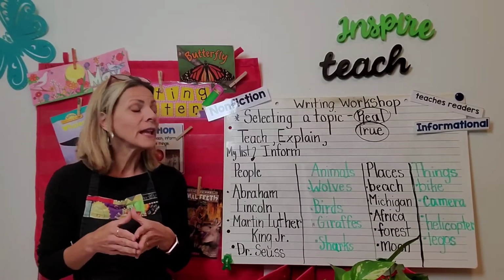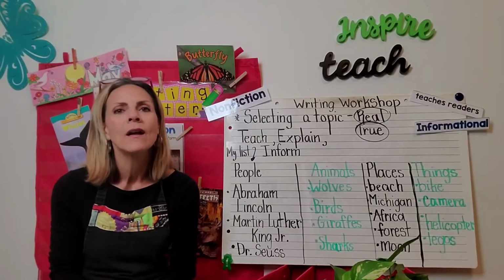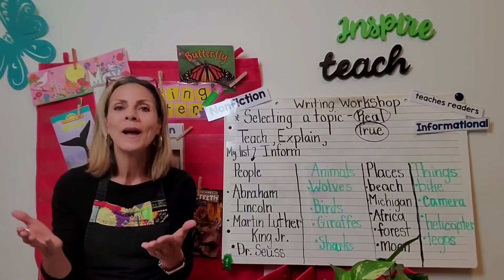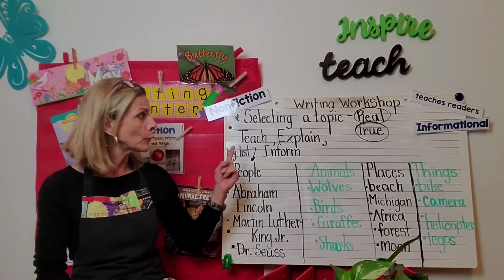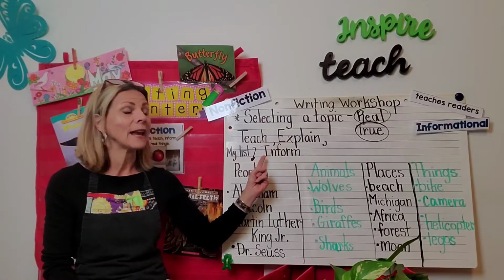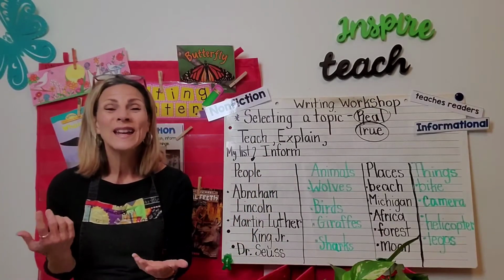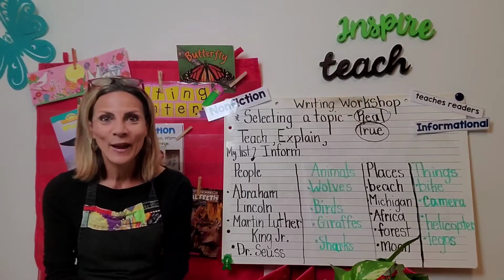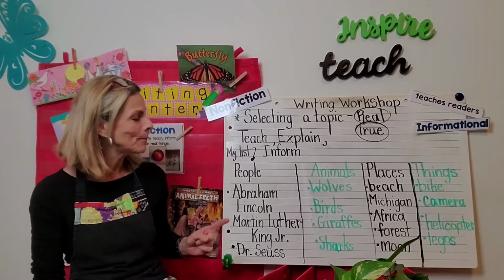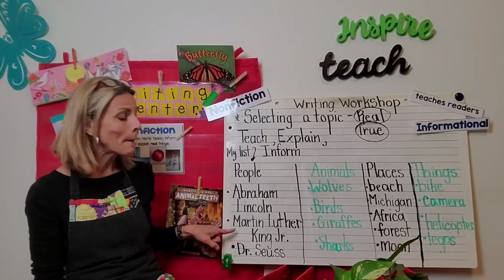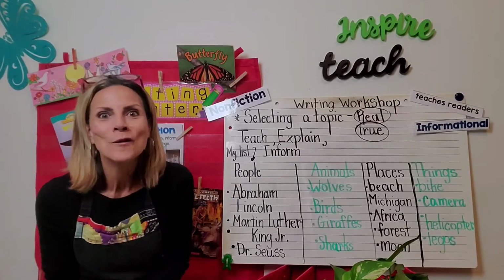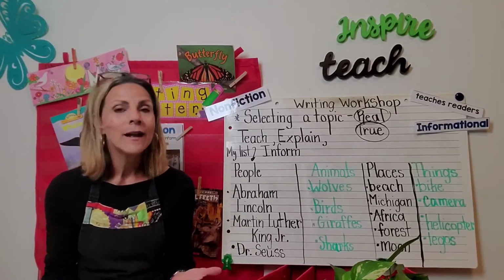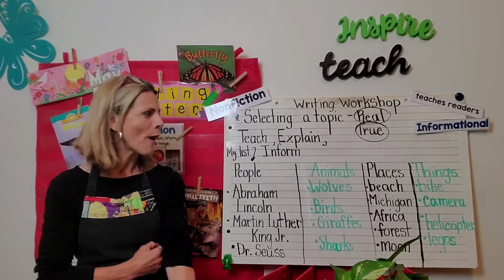Now, when I'm thinking about people, I want to think about famous people, people that we know about and that others might know about and want to learn about. Because remember, I'm going to teach, explain, and inform when I write. So in my list of people, I thought about some people that we studied at school this year. Remember Abraham Lincoln, Martin Luther King Jr., and don't forget Dr. Seuss. Yeah, I put him on my list. He's a real person, so I can write about him if I want.